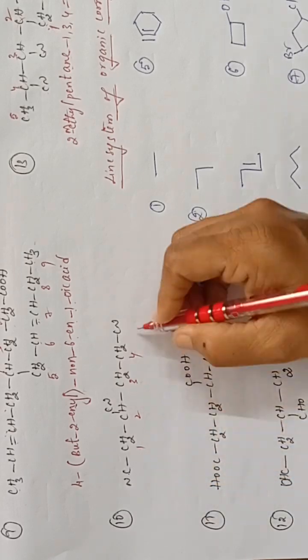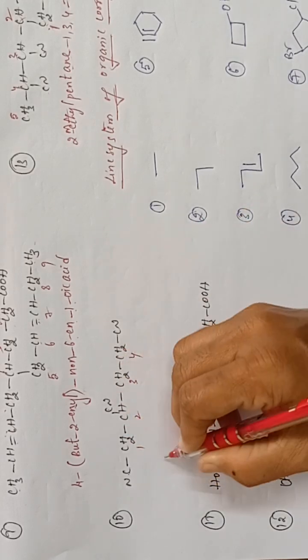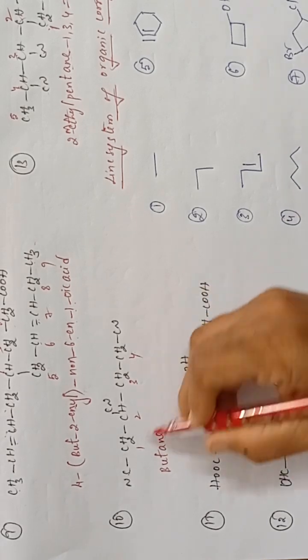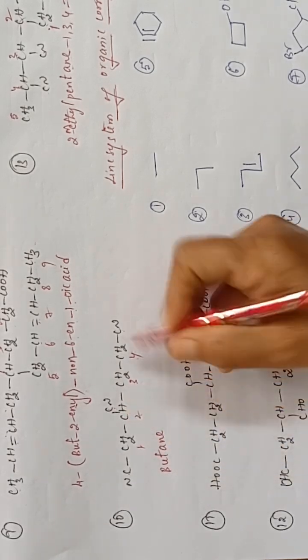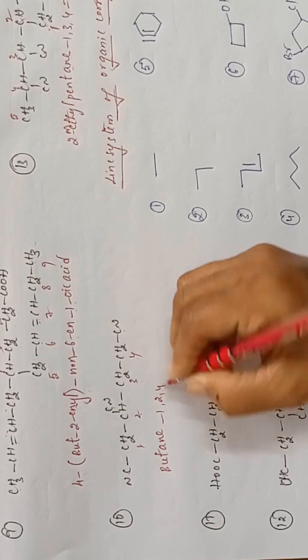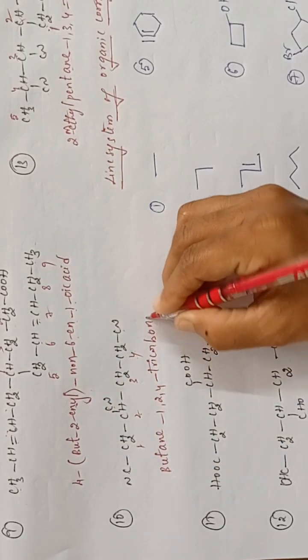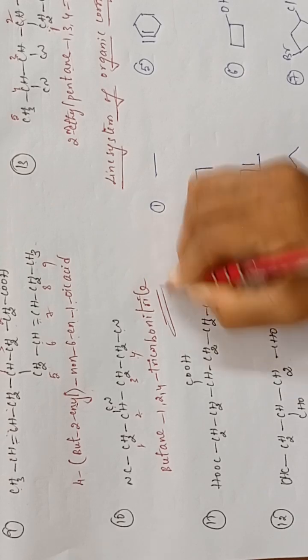Tell me students, what is the name of the compound? Total how many carbons? 4 carbon atoms are there, so but. Next, first carbon, second carbon, fourth carbon. At the first, second, fourth carbon CN groups are there. 3 are there. Tricarbonitrile. Tricarbonitrile. Clear?